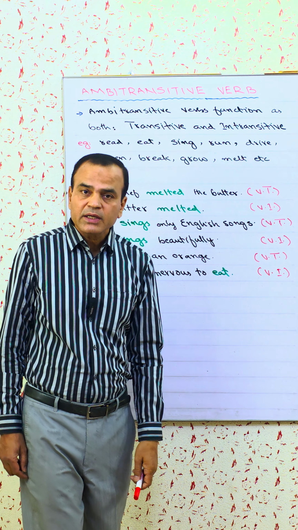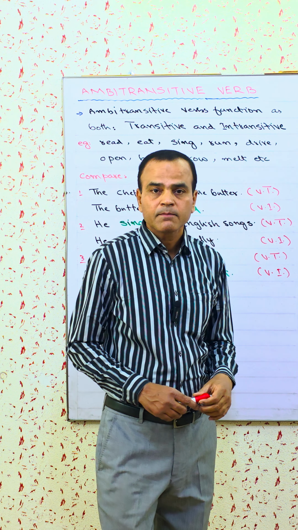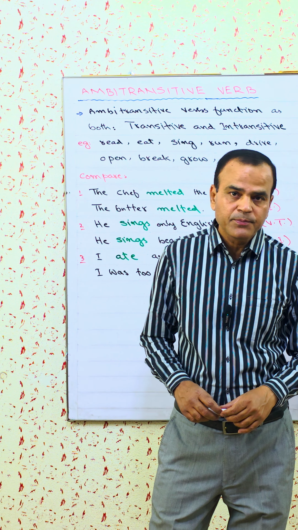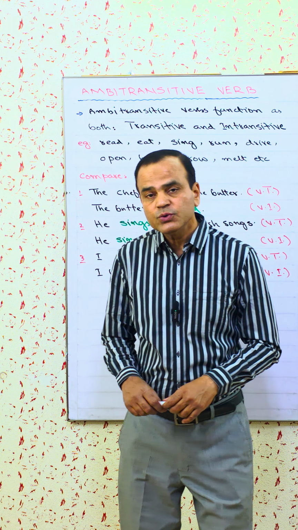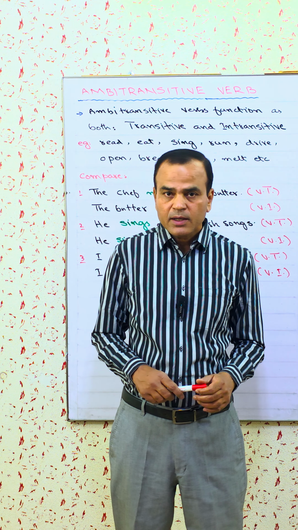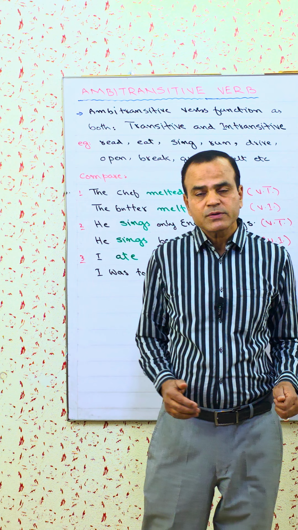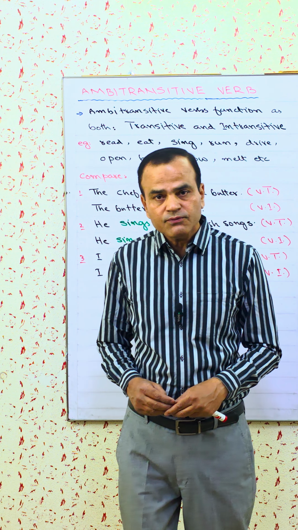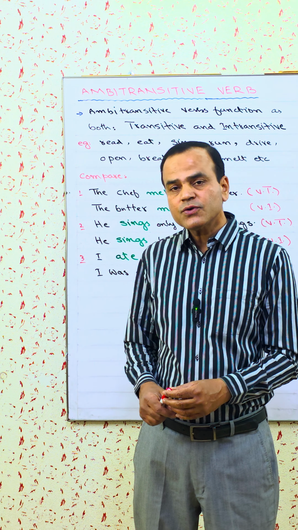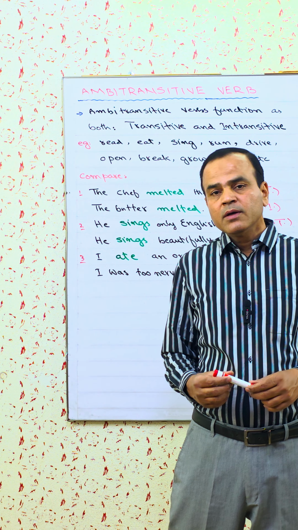Ambitransitive verb is the verb which is both. That means that it can be used as a transitive verb and it can also be used as an intransitive verb. Let me make it clear that in English there are some verbs that are purely intransitive and there are others which are purely transitive.